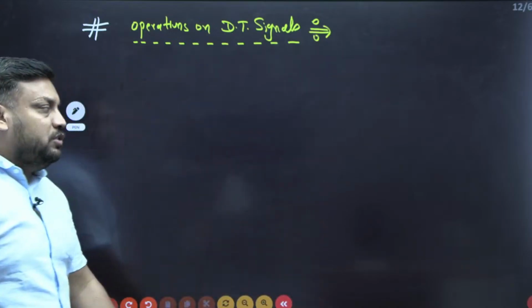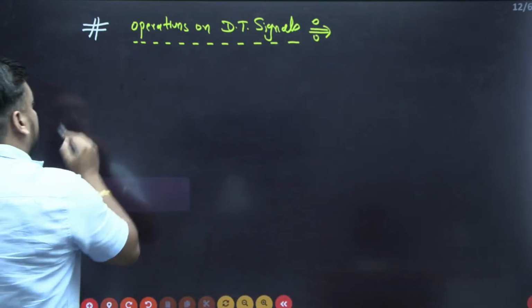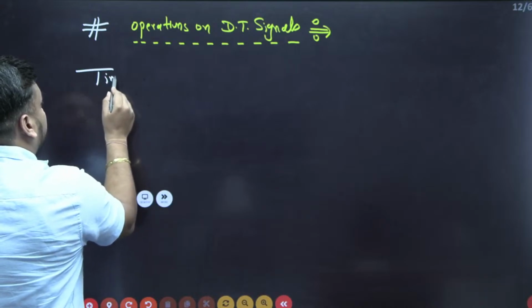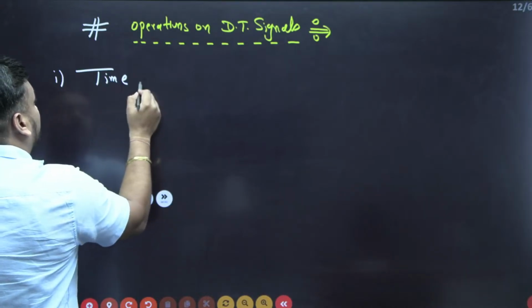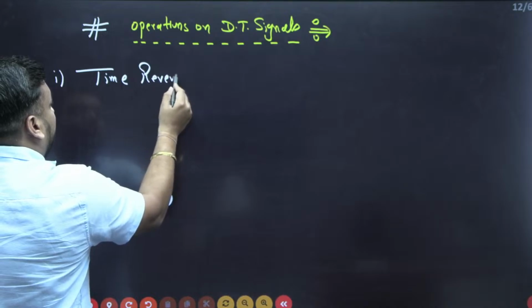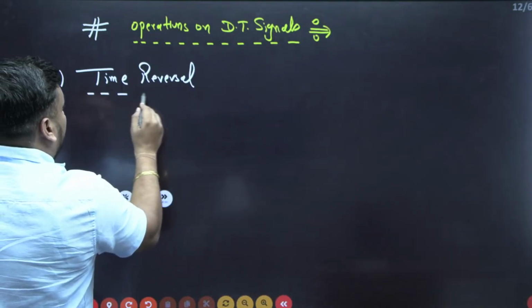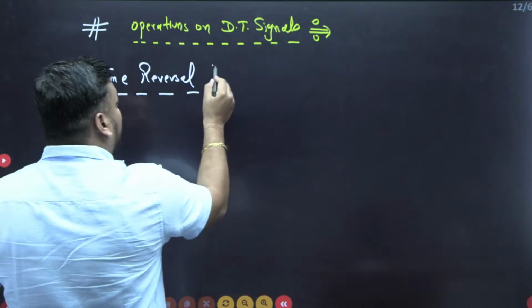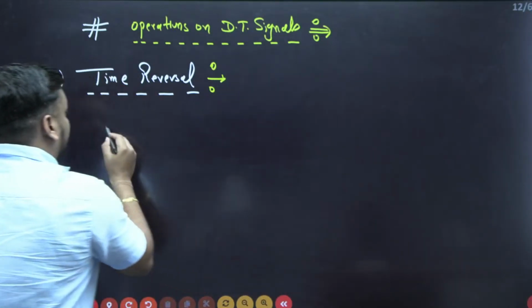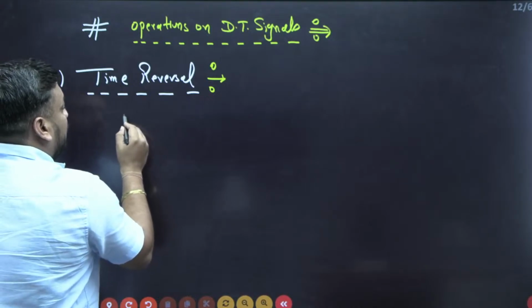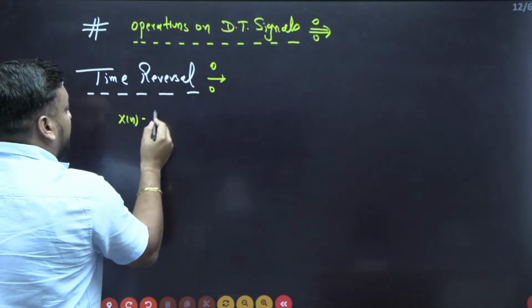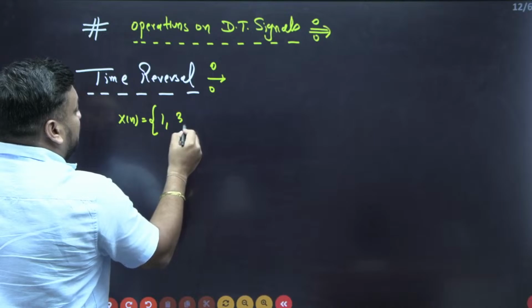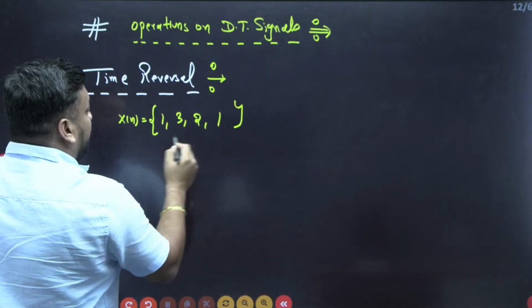Now all of you should check. If I talk about the first operation, that is nothing but simple time reversal operation. If I talk about the first operation, that is time reversal, what should I do? Let me take the signal x of n, the curve is given to you as 1 3 2 1, and here is the arrow.